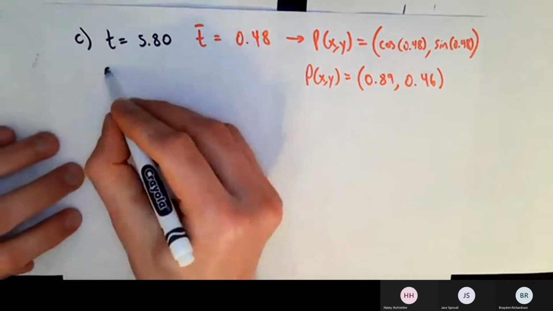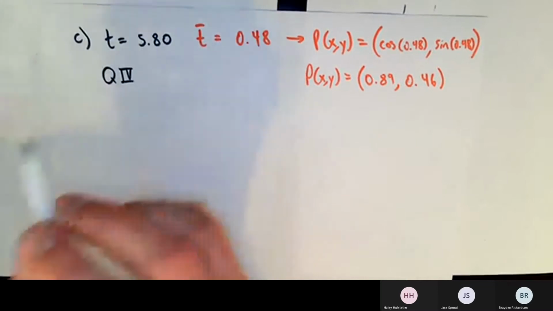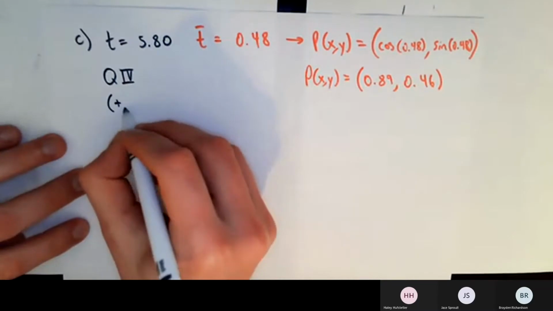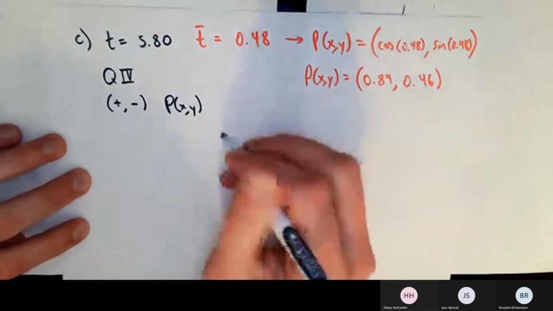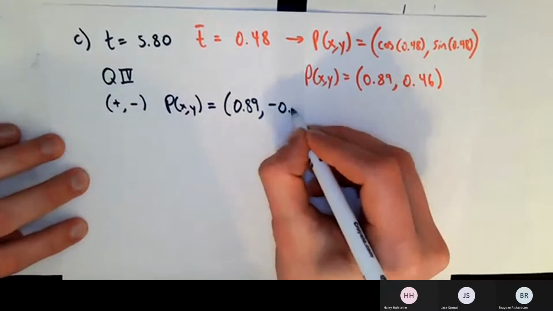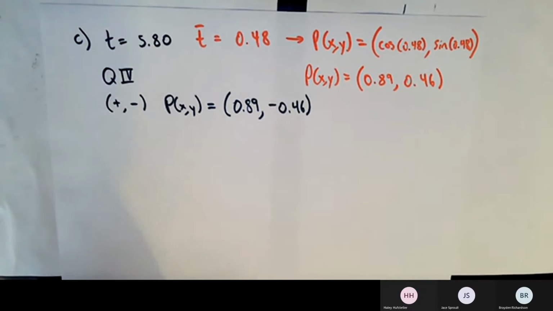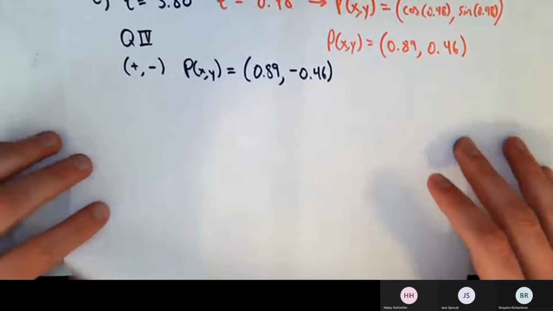What do I do now? I note that t, back to the original t, not t bar, was in quadrant 4. Yes, so that's where x is positive and y is negative. So my actual coordinate point is going to be the same digits, but x is positive, 0.89, and y is negative. Good. All right.